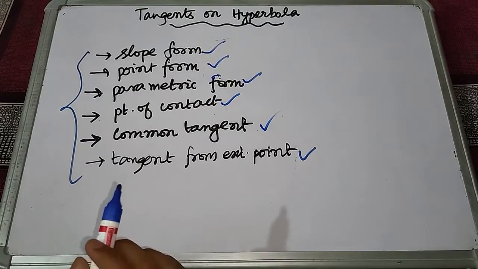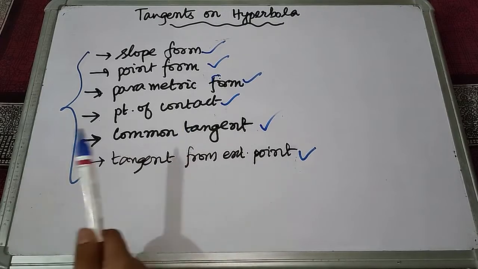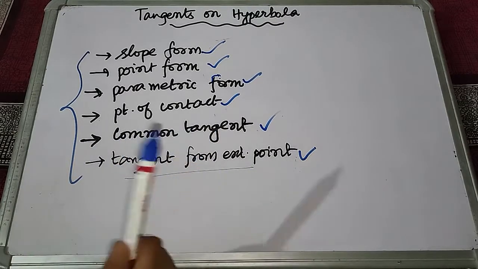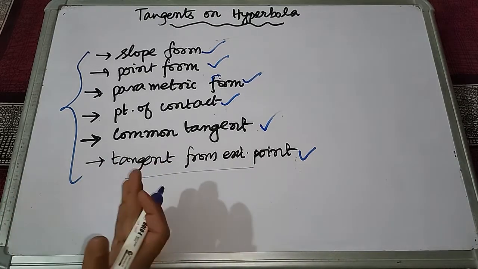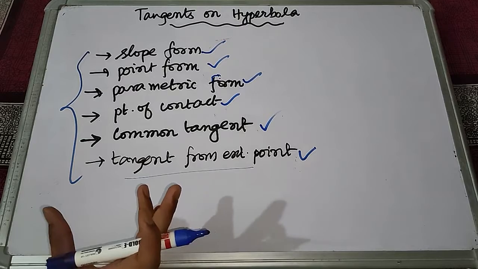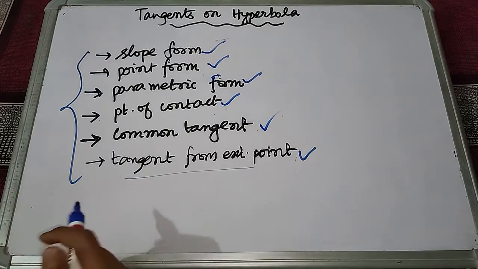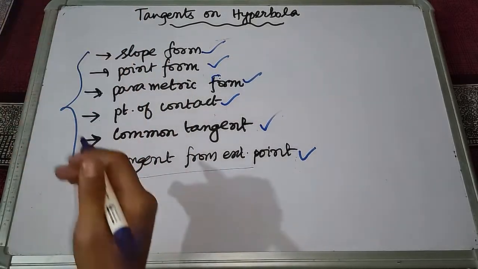So here we are with the part on tangents on hyperbola. In this we will discuss slope form, point form, parametric form, point of contact, common tangent and tangent from an external point. But we won't discuss it from the very basics, as in the previous part of this video, the 50 minutes we have covered till now, I have discussed each of these points from the very basics. So I won't elongate the video any further and discuss the same thing again and again.